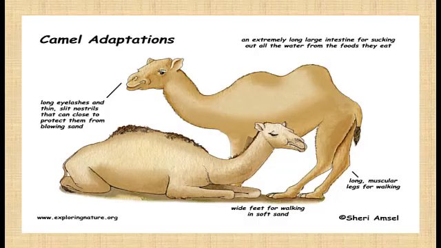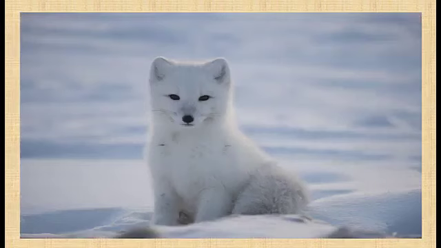Camels' adaptations. Camels have a hump to store food and water for a long time. Their long lashes and thin slit nostrils protect them from blowing sand. Their long legs keep their body away from the desert land. And wide feet help them to walk on sand. The fur's coloration of the Arctic fox helps them to blend into their habitats. This adaptation is known as camouflage.